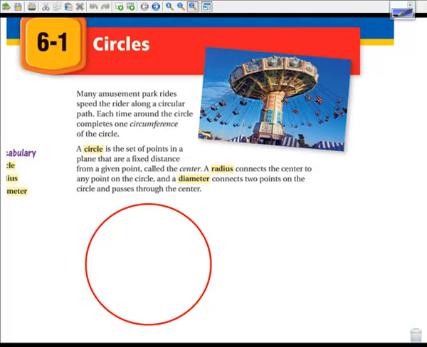A circle by definition is a set of points in a plane that are a fixed distance from a given point. That given point is the center. So go ahead, right in the middle of the circle, put a little belly button, that's the center.